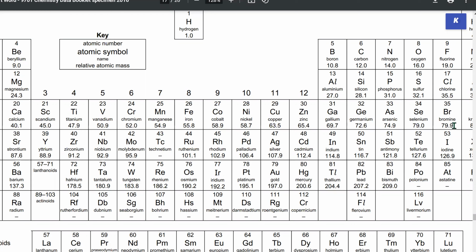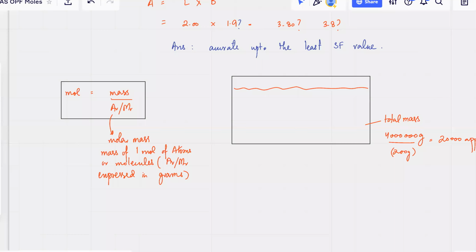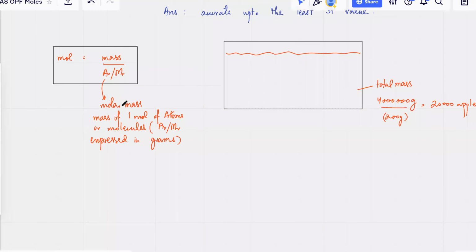Is this point clear? Yes, sir. Okay. So just don't depend on your memory every time. If you write 24 instead of 24.3, you'll end up losing marks on that. So first thing, when you're talking about AR and MR, don't use your memory. Open the periodic table actually. Okay.